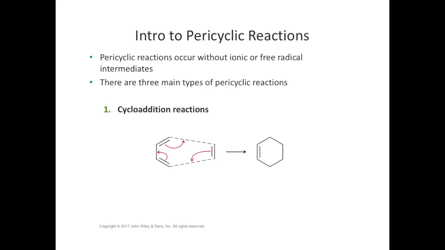This video discusses pericyclic reactions, which are reactions that occur through a cyclic transition state without ionic or free radical intermediates. And there are three main types.